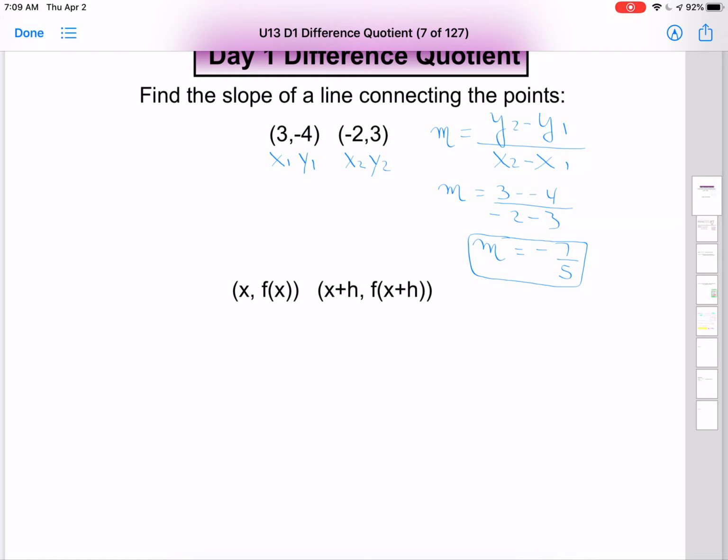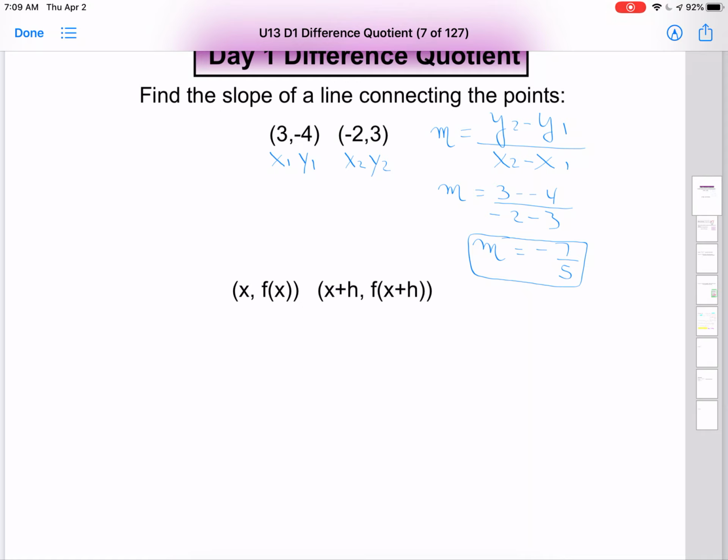Okay, so let's do the same thing, but let's do it with these 2 points. So first, let's understand what these 2 points are, x comma f of x. So this means I have some value x, and then I plug it in, and I get some value y, which is called f of x.